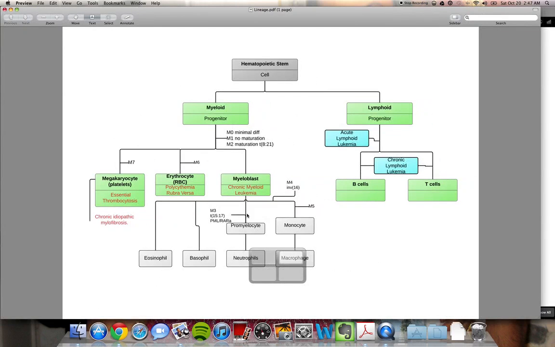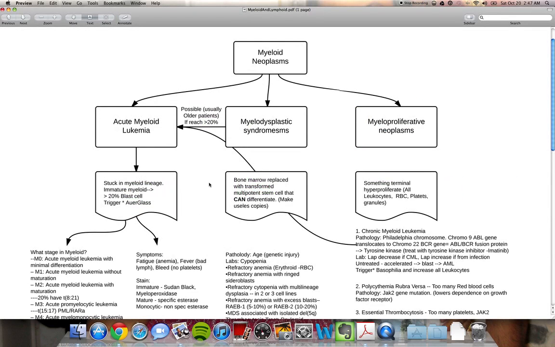Alright? So you're not getting stuck, but you're making something, but it's not working. So again, you're going to have a decrease in something in this area. Alright, and the pathology behind this one is, they actually don't know. They assume that as you get older, you get genetic injury.